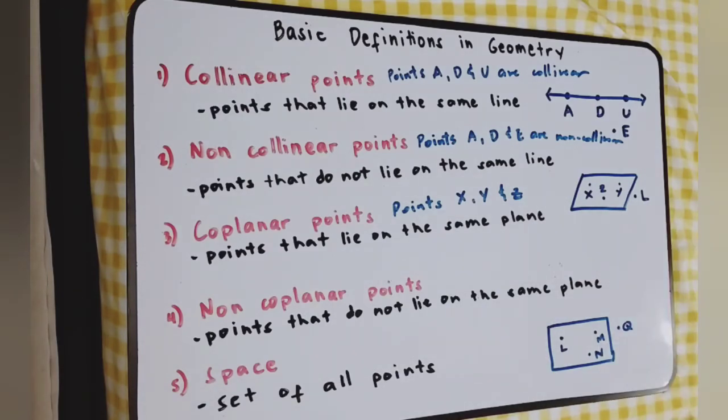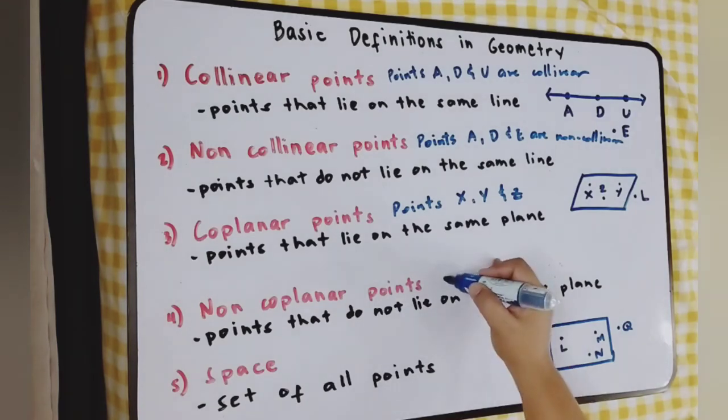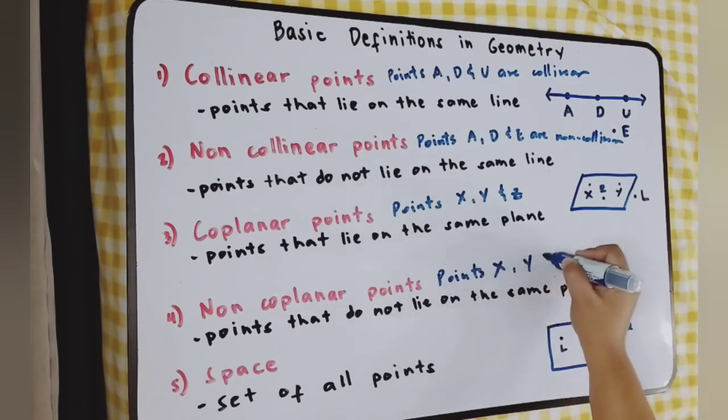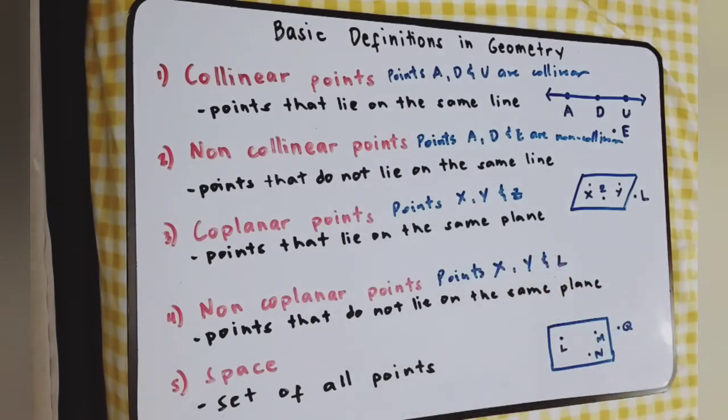Non-coplanar points, those are points that do not lie on the same plane. So, pwede yan maging points X, let's say Y and L. Or pwede din naman si Y, Z, and L. Okay, because point L does not lie on the same plane.